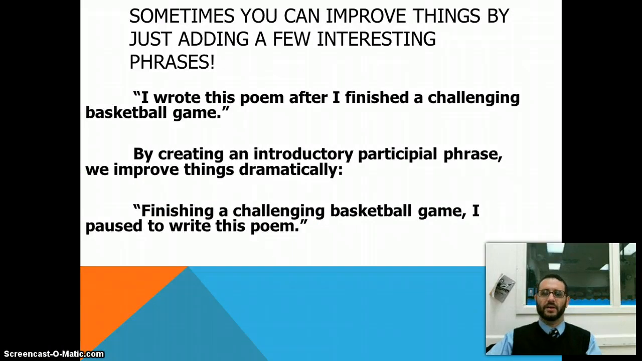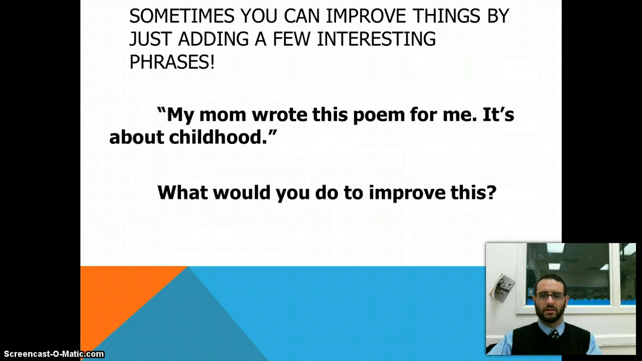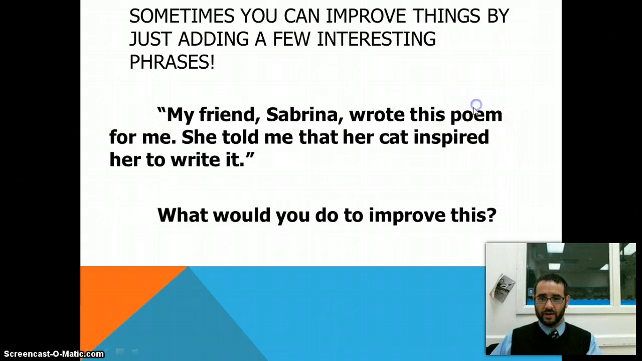Again, another example you can read through. "My mom wrote this poem for me. It's about childhood." What would you do to improve it? Well, let me take a look at this. One thing that makes it simple is that you can just put a semicolon in between the two independent clauses.